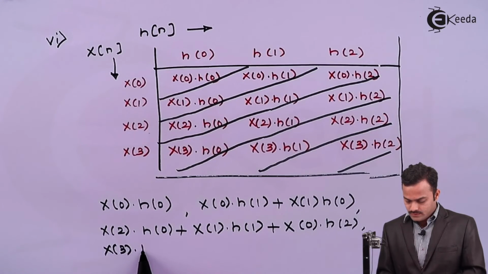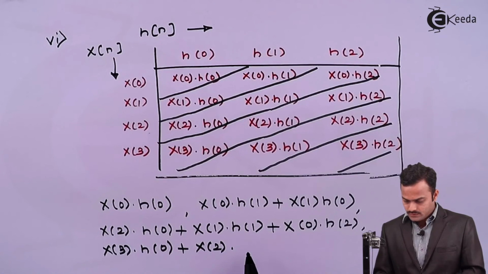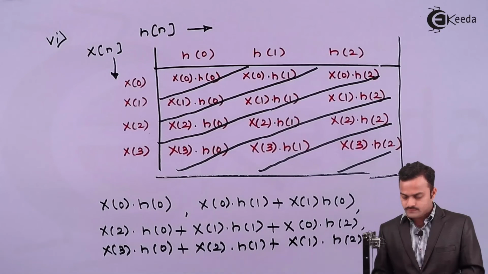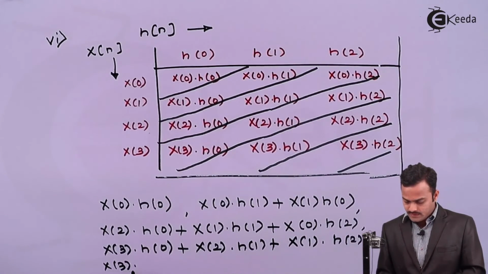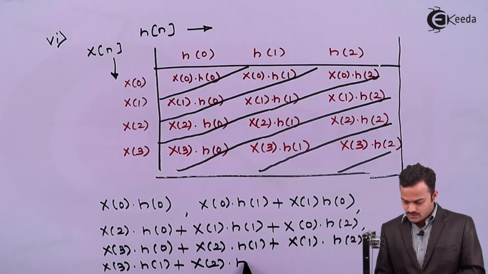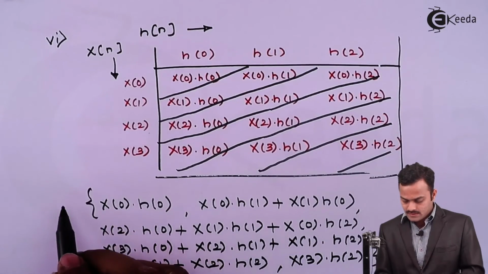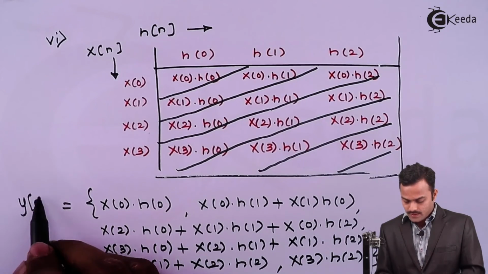x of 3 into h of 0 plus x of 2 into h of 1 plus x of 1 into h of 2. And the remaining 2 terms are x of 3 into h of 1 plus x of 2 into h of 2, and finally the term that I will get is x of 3 into h of 2. So I will get this as y of n.